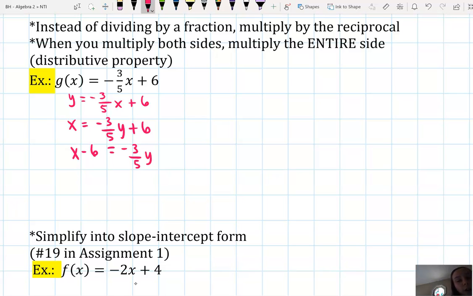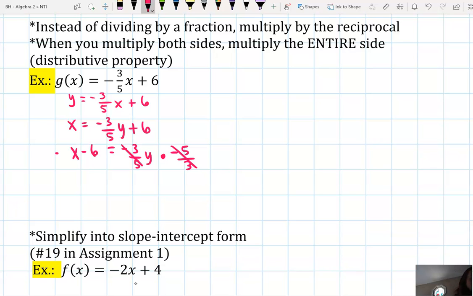Now, I have a fraction. A lot of you all were doing this divide by -3/5 on both sides. That's not incorrect, but that's way harder to simplify. So actually what I want you all to try to do is multiply by the reciprocal. Okay, so now -3/5 times -5/3 cancels to be a 1.